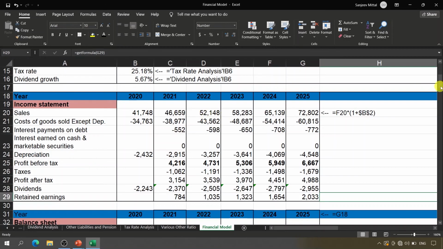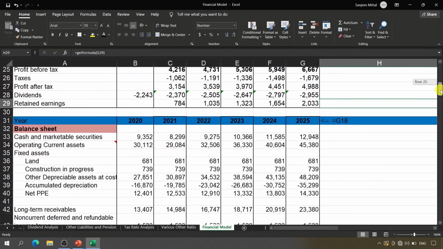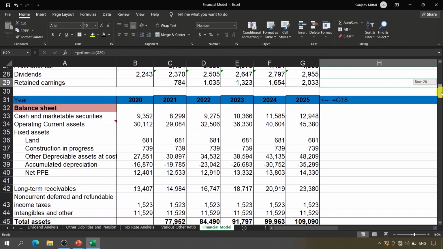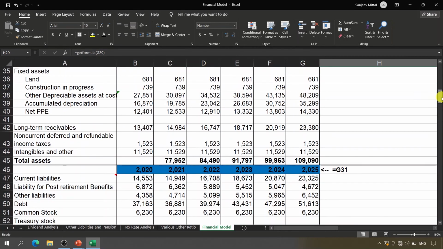And there are certain items inside the balance sheet which are still pending to be projected, because these items are totally dependent upon the income statement items. So we shall go and project these numbers also in our forthcoming sessions.